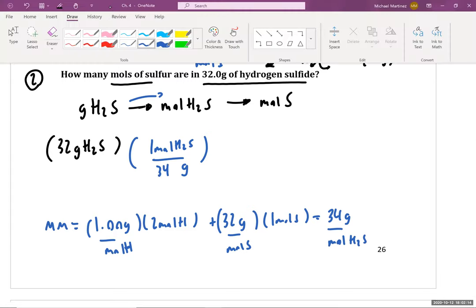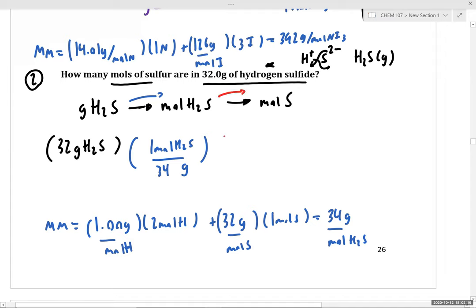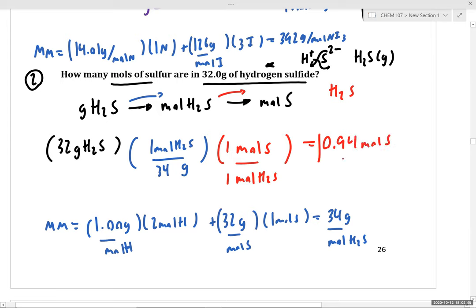Now that we have our molar mass established, to go from the moles of hydrogen sulfide to the moles of sulfur, we're going to use our formula. So how many moles of sulfur do we have per mole of hydrogen sulfide? What's our mole to mole ratio? 1:1, exactly right. So punching this into our calculator, we get 0.94 moles of sulfur. Does that make sense to everyone?